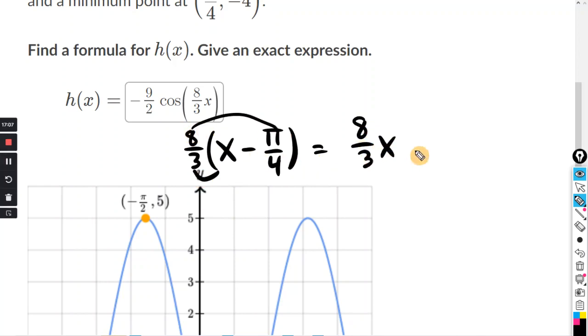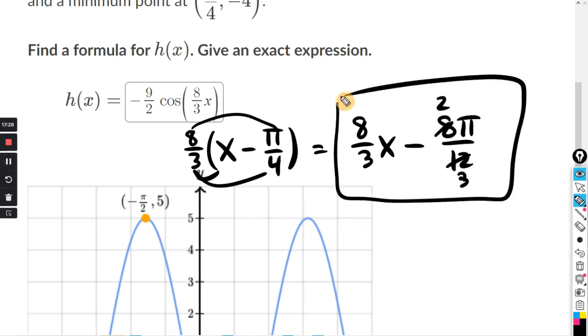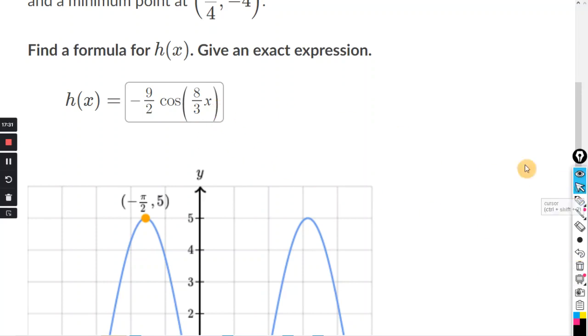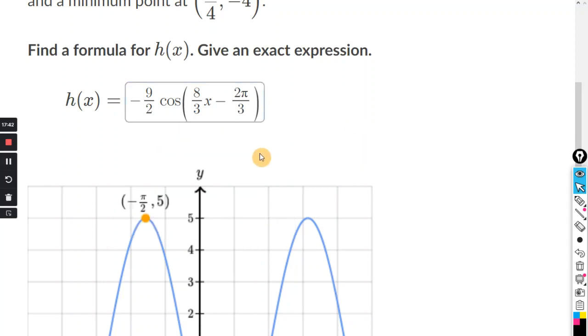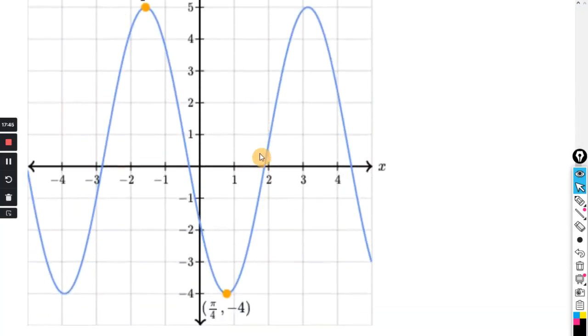8 times -pi is -8 pi. 3 times 4 is 12. Okay, these are both divisible by 4. 8 divided by 4 and 12 divided by 4. Okay, so inside the parentheses, we have 8/3 x minus 2 pi/3. All right, and finally, the easy part is for the midline.